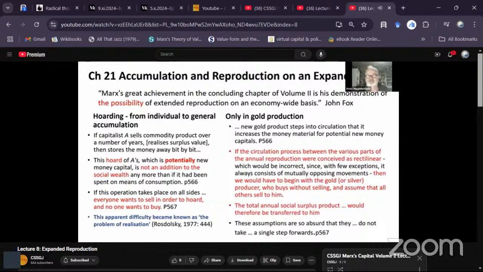He sets up something just as an absurd thing, right? He's saying, well, one way that this tendency to hoard could be counteracted is that the sector of capitalism producing money could buy all the surplus which the hoarders are not buying. He says, but this doesn't make sense.